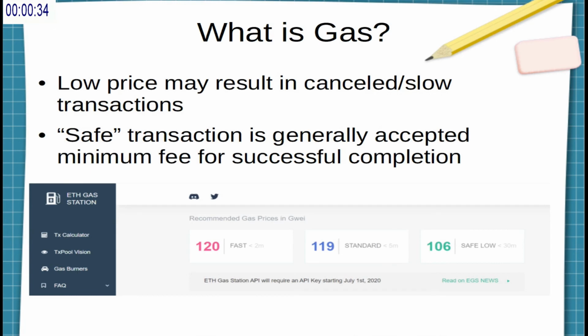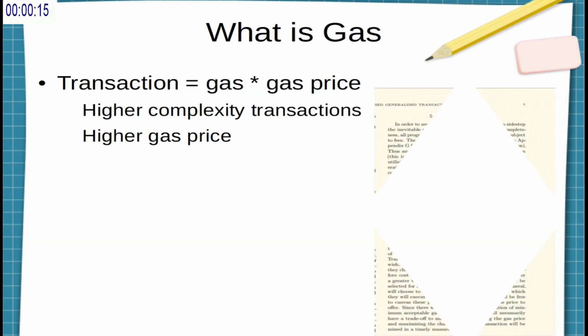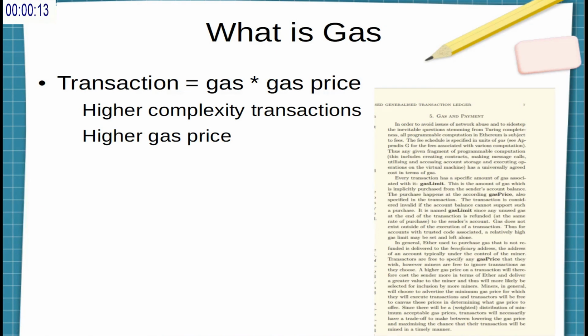However, here's the catch. Setting your gas price too low will result in a canceled or slow transaction, whereas a higher fee will generally result in the transaction processing quicker. So the safe transaction is generally the accepted minimum fee for a successful completion and can be found on sites like ETH gas station. In summary, the total cost of a transaction will be the gas times the gas price. Higher complexity transactions require more fees, and higher gas prices generally lead to your transaction being processed quicker.